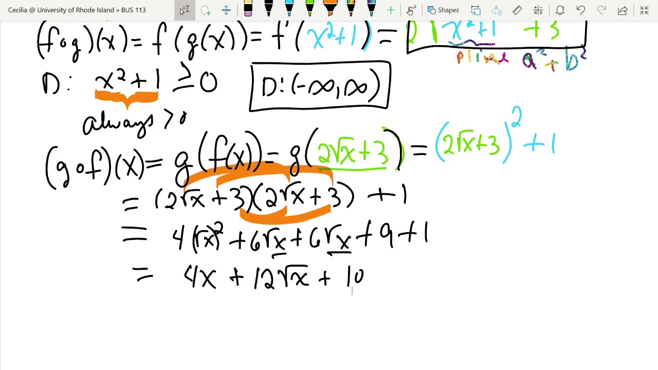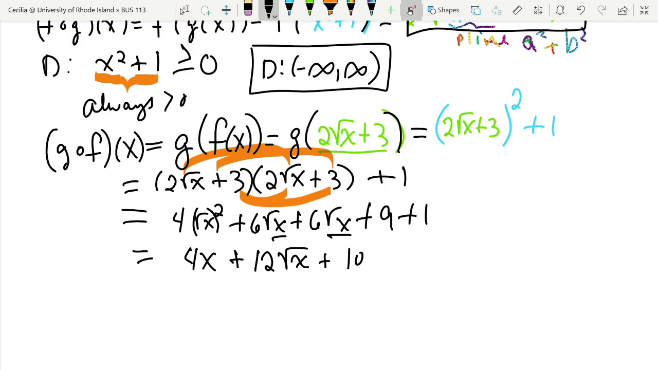And here now we have a very different looking function. If we wanted to, we could probably pull out of this. We could factor it, but it's fine to leave it like this. This is fine. The only thing we do need to answer the question about is the domain.